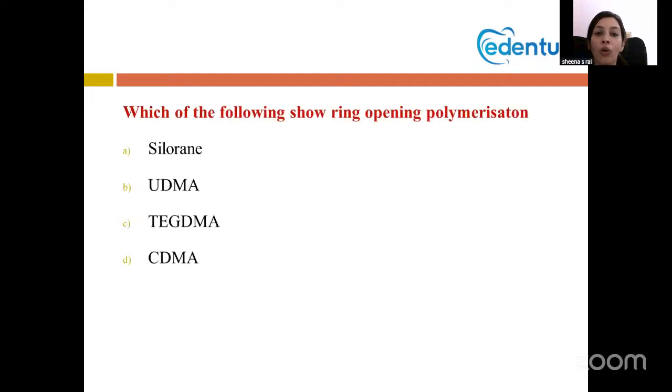Which of the following shows ring opening polymerization? Actually, in order to reduce the polymerization shrinkage, they brought a newer type of polymerization, that is ring opening polymerization, which is given by silorane. UDMA, TEGDMA, BIS-GMA is everything that we use commonly. It has a normal polymerization like initiation, propagation, termination. But this one has a ring opening polymerization. So what happens is the polymerization shrinkage is less.